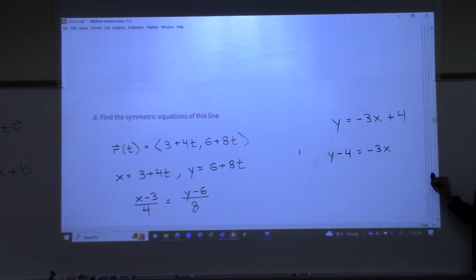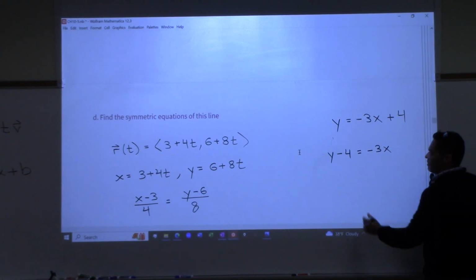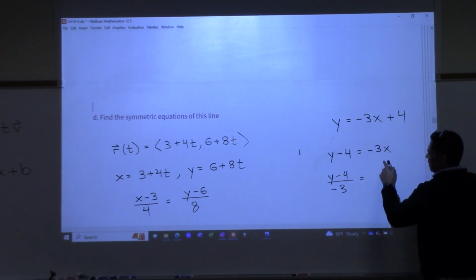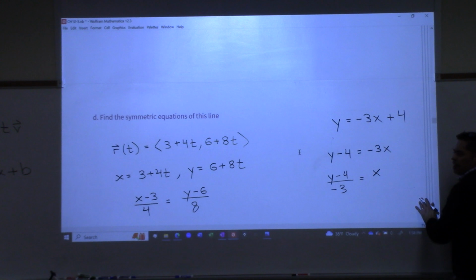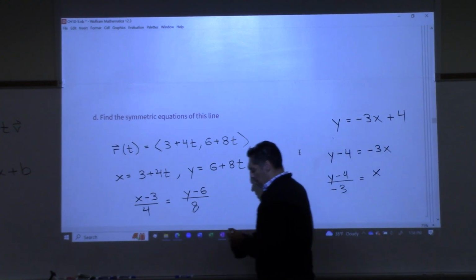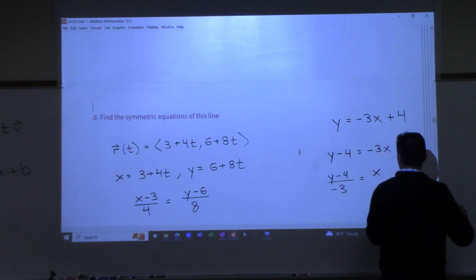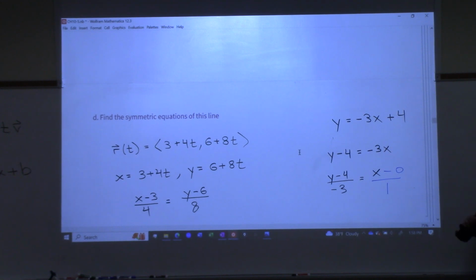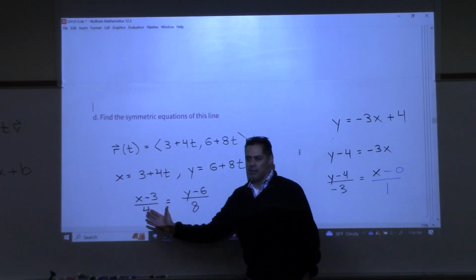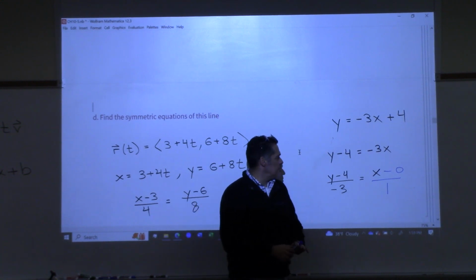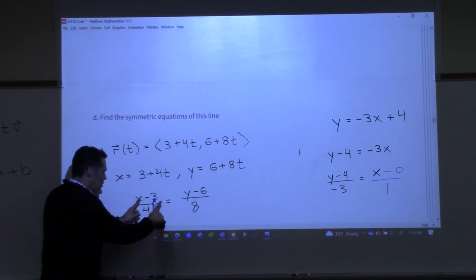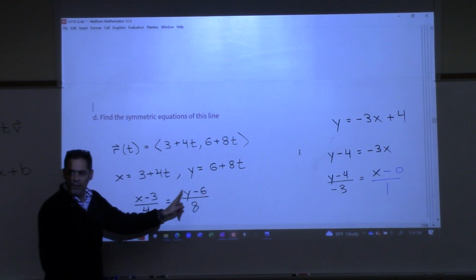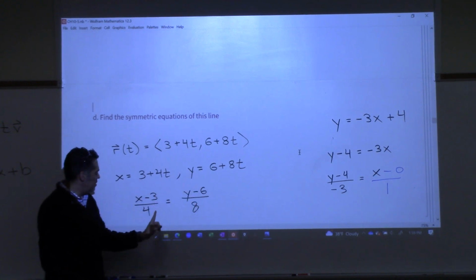Now I'm going to divide both sides by negative 3. What would this be on this side? x, right? So watch. This is the cool part. I'm going to say x. Anyone see it? x minus 0 over 1, minus 0 over 1. You all see that? Look, does that look like this right here? So what is a point on this line? Think back to this one. What was a point on this line? 3, 6, wasn't it? So do you see how these numbers give us the 3, 6? And then this gives us the direction, right?